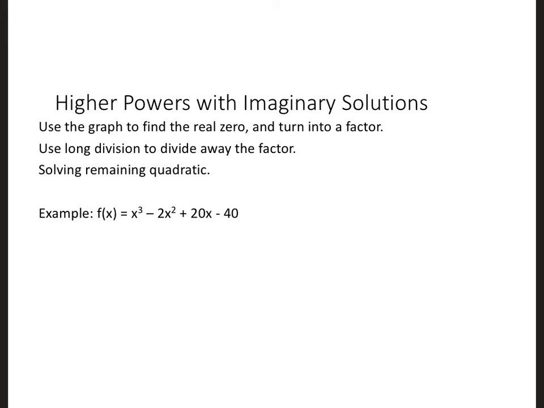Okay, so how we can use the concept of imaginary solutions or imaginary roots with our higher polynomial powers is we're going to use the graph to find the real solution. The real solution is going to show up as an x-intercept. We're going to turn it into a factor. Then we're going to use long division to divide away the factor that creates the real 0, and we'll solve the remaining quadratic. So the first thing I'm going to do, I have an example, f of x equals x to the third minus 2x squared plus 20x minus 40. First thing I'm going to do is graph and find all possible real solutions that I have.